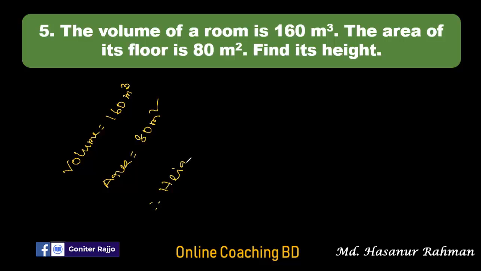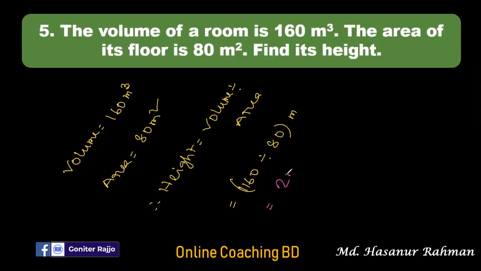Height should be volume divided by area. Very simple one. Now, volume is 160 and area is 80, and the answer should be in meter. So our final answer should be 160 divided by 80, that is 2 meter. And that is the answer of number 5.